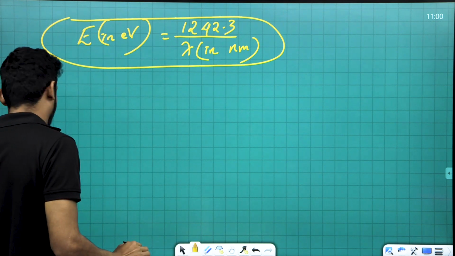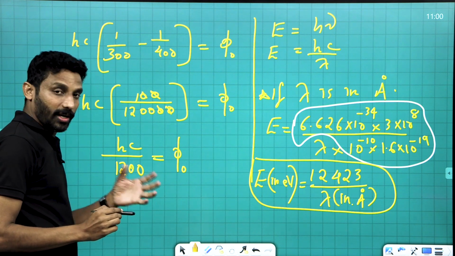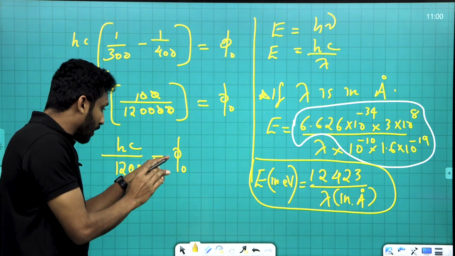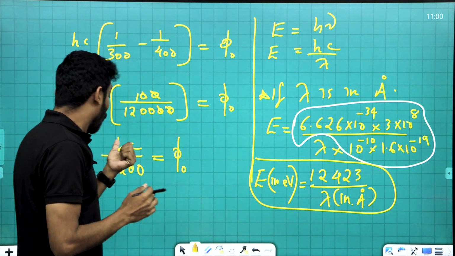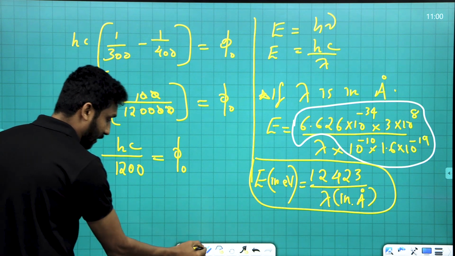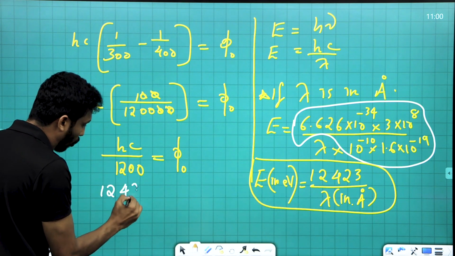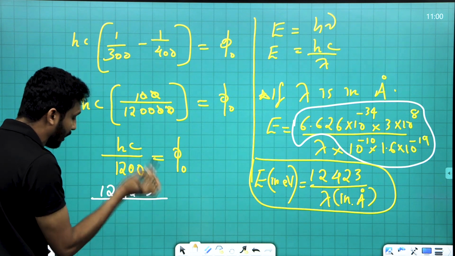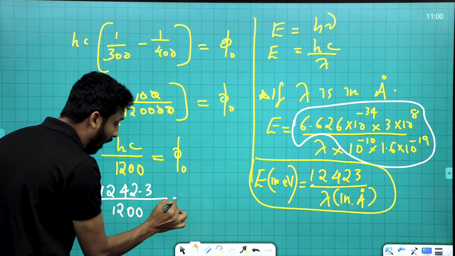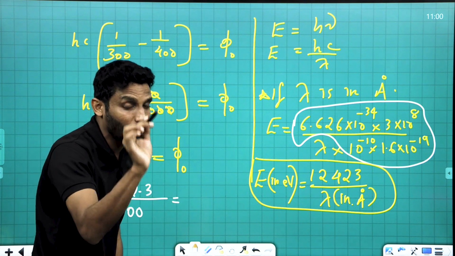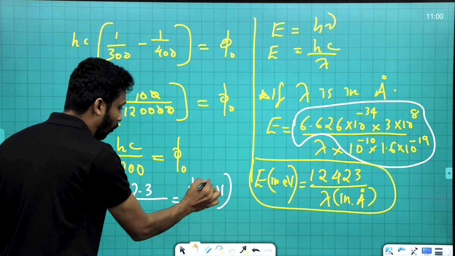Now in our question, this is in nanometer unit, 1200 nanometer. So what is this value in electron volt? Phi naught in electron volt will be, I am writing here, 1242.3 divided by which value? The nanometer value, that is 1200. Then our phi naught will be in which unit? Electron volt unit. Remember, this will be in electron volt unit.